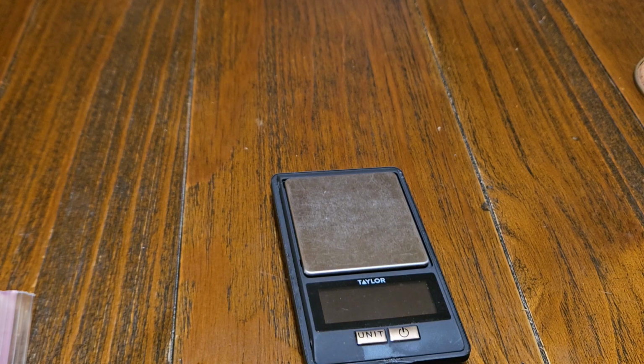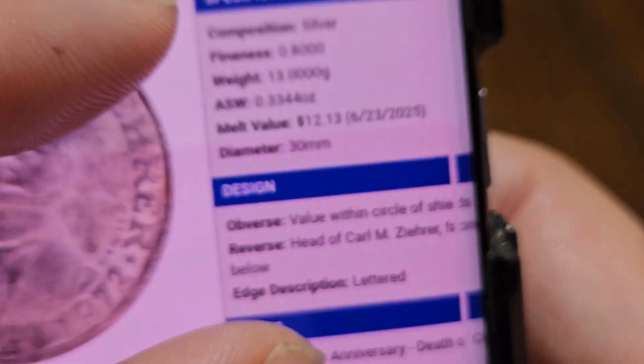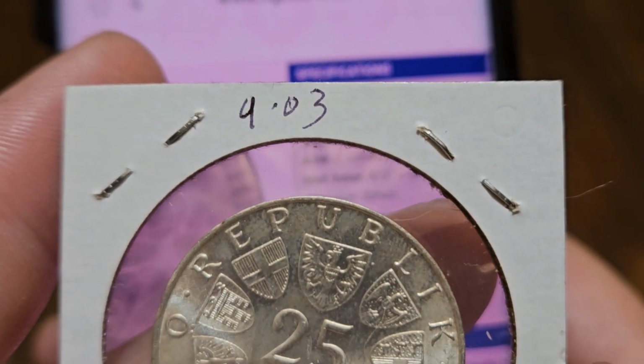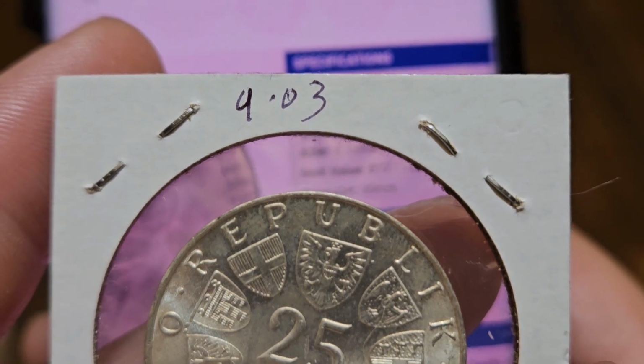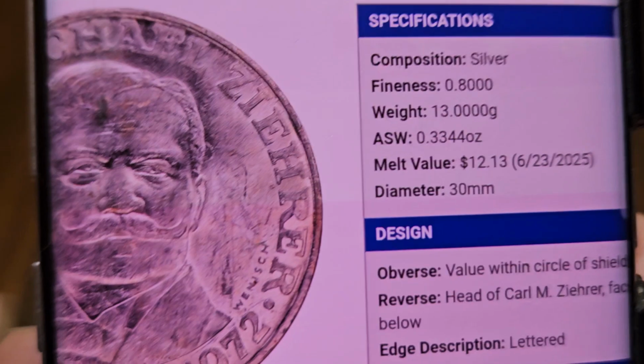And let's see what the melt value of that coin is. I'll pause it. Here we go. The melt value of that particular coin is $12.13. So yeah, $3 under melt, $3.10 under melt. That's pretty good, I'd say. Let's go to the next coin.